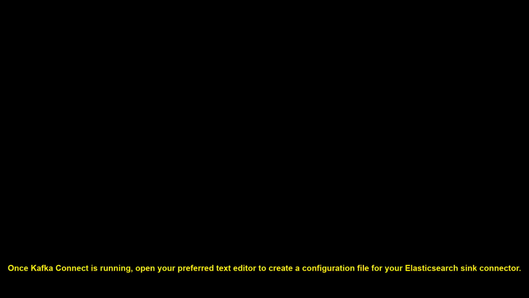Now, start your Kafka Connect instance. You can do this by using the command line or a Docker container. Once Kafka Connect is running, open your preferred text editor to create a configuration file for your Elasticsearch Sink connector.